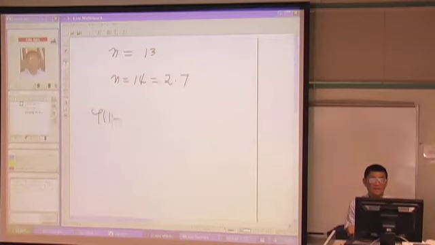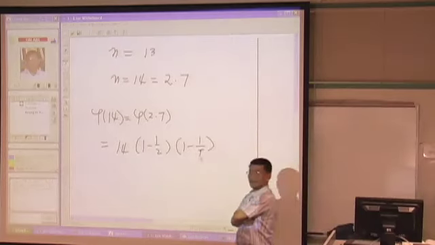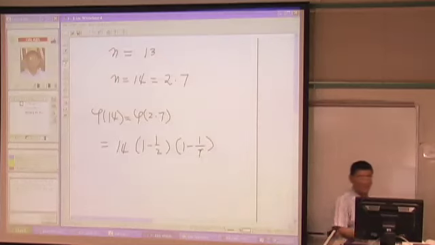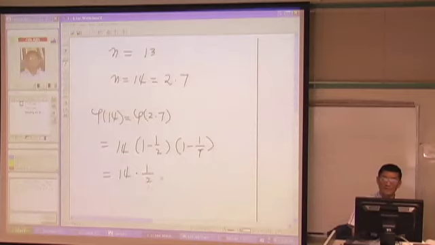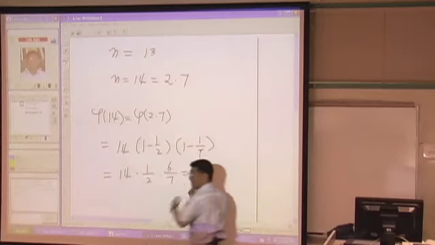So phi of n, or phi of 2 times 7, right, equals 14 multiplied by 1 minus 1 over 2, 1 minus 1 over 7. Do you follow me? This is it. Then let's calculate it. 14 multiplied by 1/2, and then 6/7. Then we can cancel out these things, then it is 6. Right? 2 times 7 is 14, so cancel that.